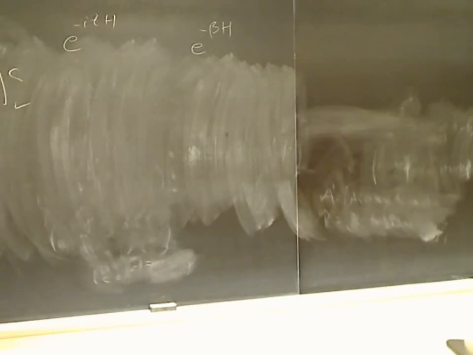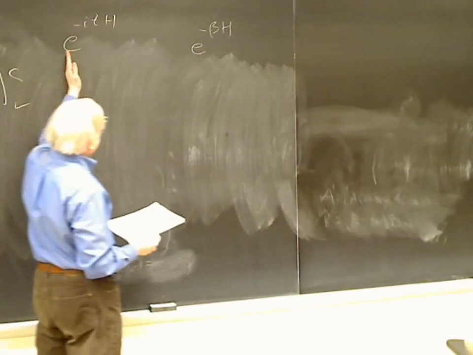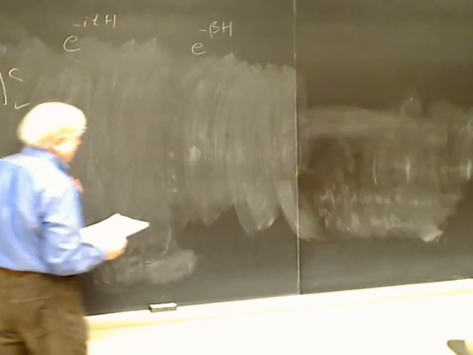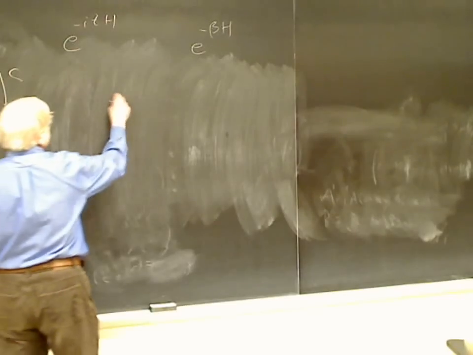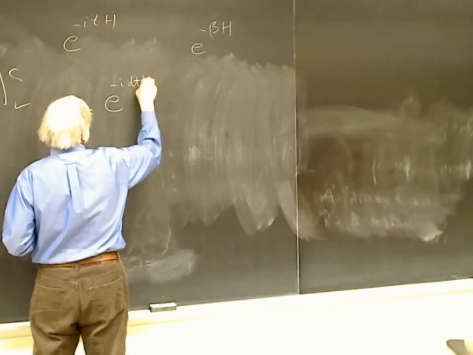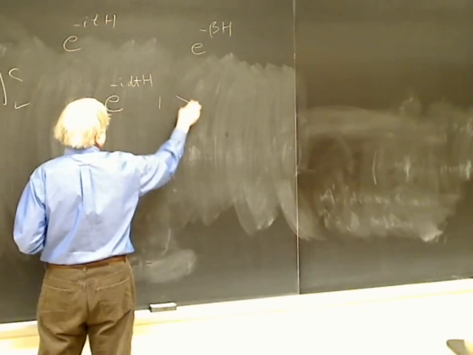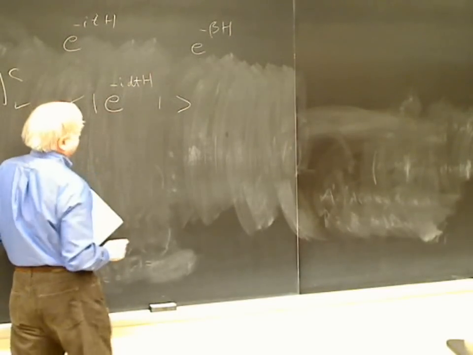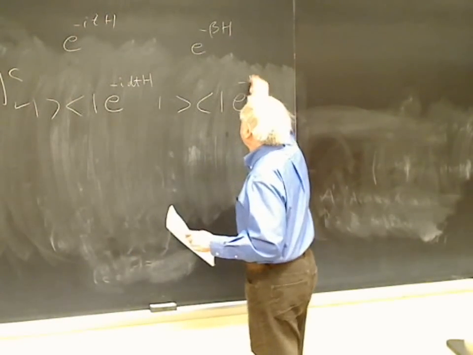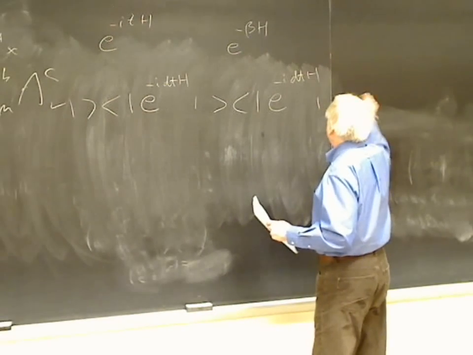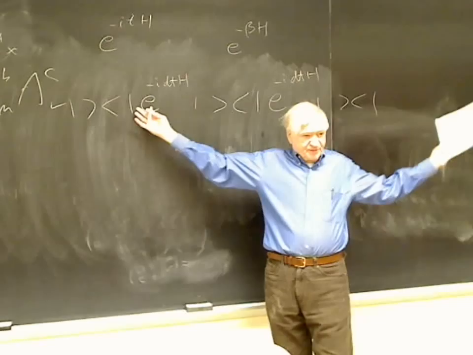And these are basically obtained by just taking the matrix elements and then chopping these exponentials into products of many tiny slices. And so you have e to the minus I dt H, and then you put in a complete set of states here and here, like that, and then you have another one, e to the minus I dt H, and so forth. And you just form this product.